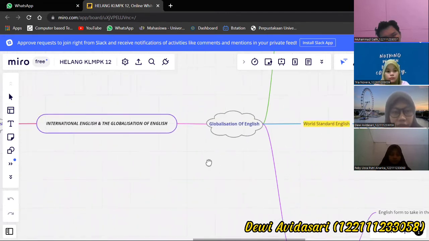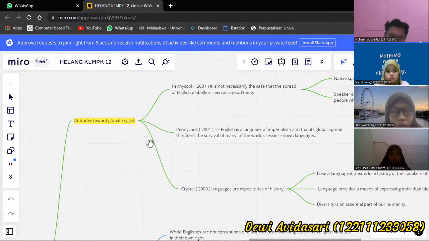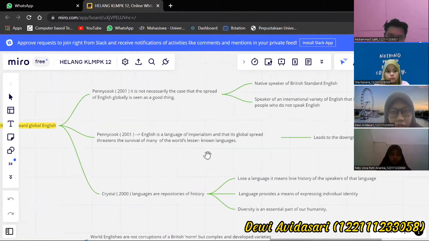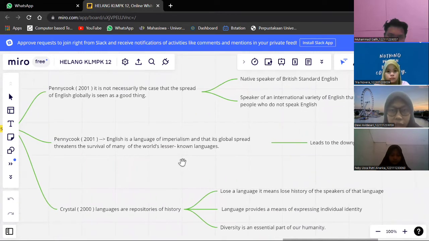I will continue the presentation about the globalization of English. The first material is attitudes toward global English. The first issue to consider in this discussion of the globalization of English is the attitudes that people have towards English as a global lingua franca. Pennycook, 2001, summarizes some of the debate in this area.